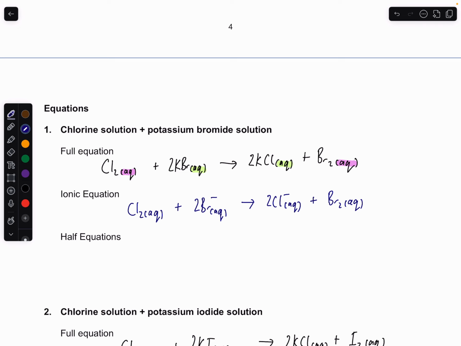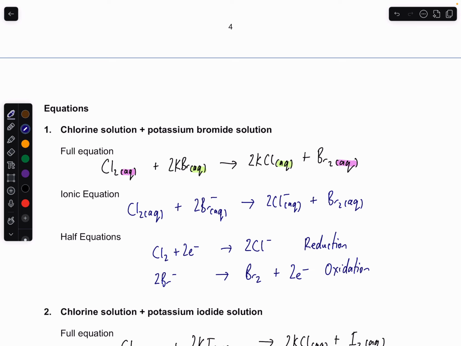Now, once I've got the ionic equation, I can turn it into two half equations by focusing on what is happening to the chlorine. So the chlorine is turning into chloride. To do that, it needs 2 electrons, and that process is reduction, because reduction is gain of electrons. And the bromide ions are turning into bromine, and when they do that, they lose 2 electrons, and that process is oxidation.